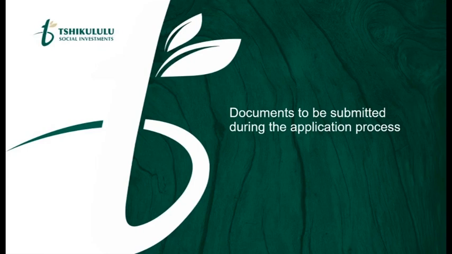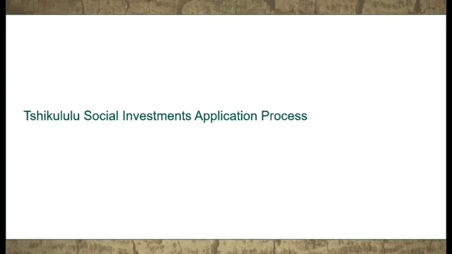We will also elaborate on the documents that are required as part of the two-step application process. Tshikululu has a two-step phase application process, an application and screening phase called Phase 1, and a shortlisting and decision-making phase called Phase 2, also known as the full phase application.